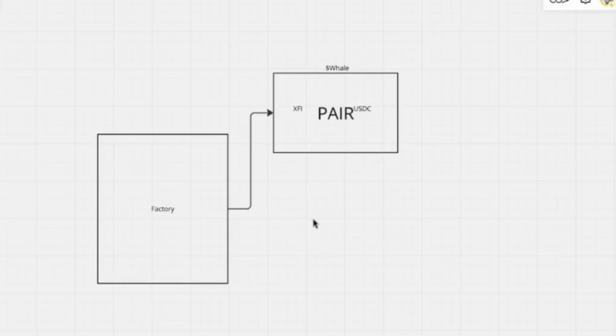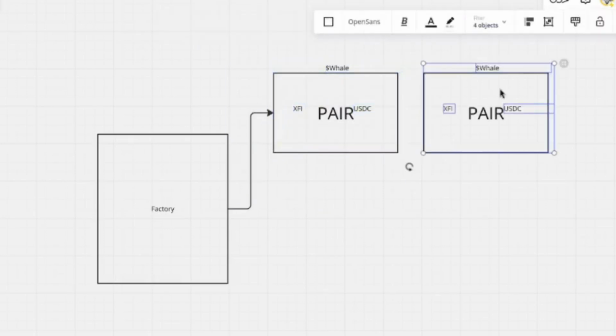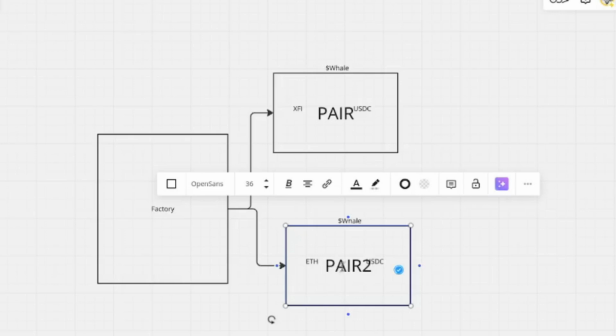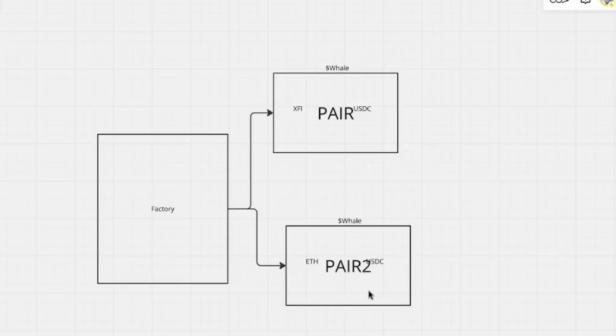Similarly, there can be multiple pairs. For example, there can be a pair for ETH and USDC. So this contract will keep a record of how much ETH, how much USDC, and how many whale tokens are held by, or provided by, which of the addresses.